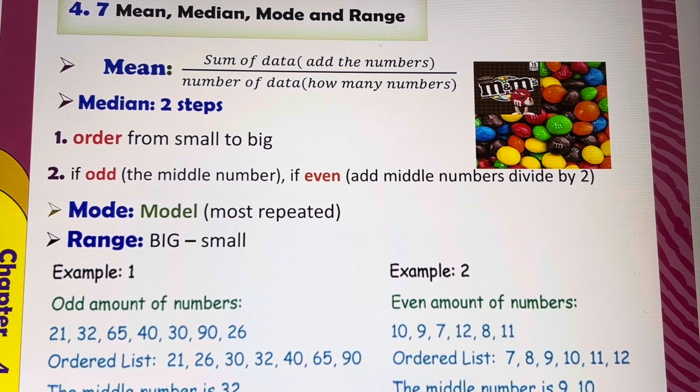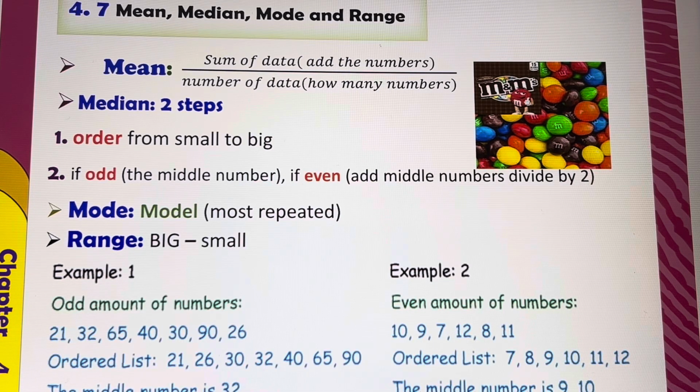Okay, so how do you find the mean? Don't be mean, pay attention very well. We've got some data. I'm going to add all the numbers that I've got, and I divide it over the number of data, so how many numbers I've got. If it's 5 numbers, I'm going to divide by 5. If it's 10, I'm going to divide by 10.